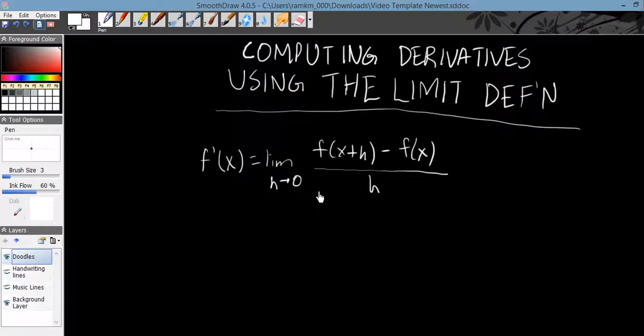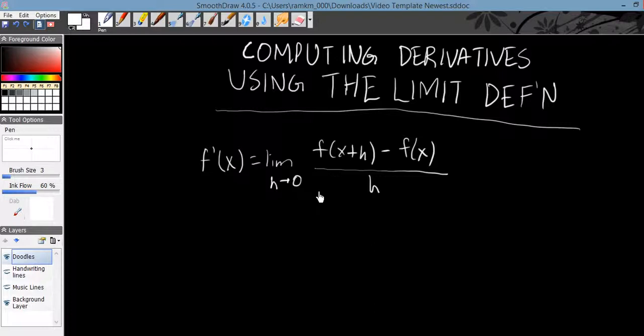Recall that the derivative of a function f of x is denoted f prime of x, and it's defined as the limit as h approaches 0 of the function evaluated at x plus h minus the function evaluated at x, all over h. And again, the 1 over h is within the limit. So it's the limit as h approaches 0 of the following: the function evaluated at x plus h minus the function evaluated at x over h.